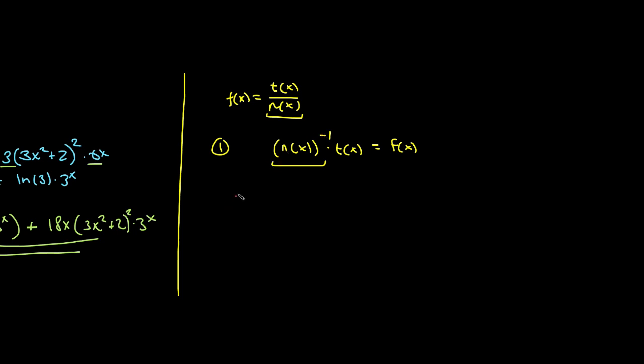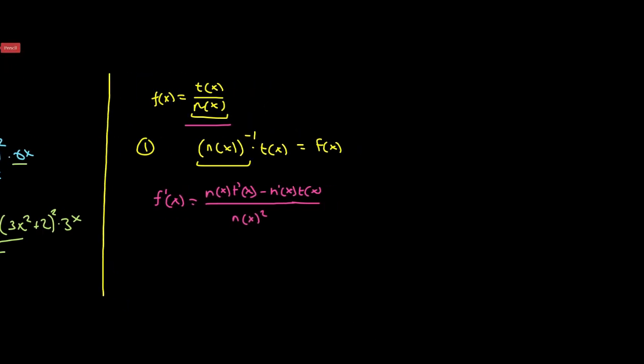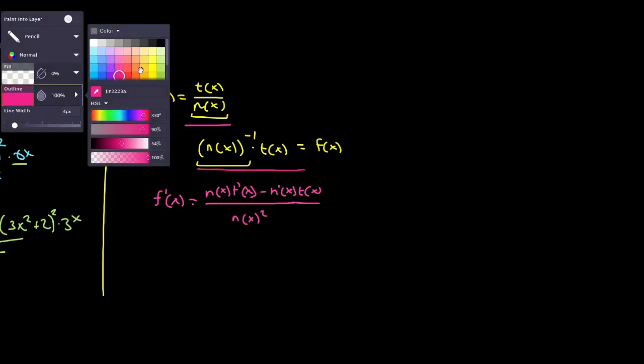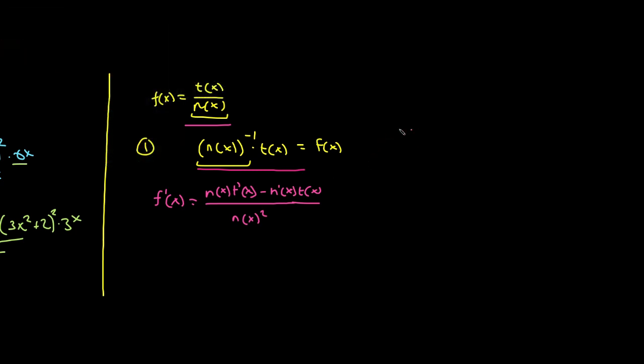But the quotient rule goes as follows. The derivative of this function is going to be the regular denominator squared, and then up top we'll get n of x times the derivative of t, subtract the derivative of n times regular t. So that's the quotient rule. It's a little bit more messy than the product rule. I know, it's not that fun. But if you can't remember this, you can always use just the other one. Alright, so we'll do a quick example for this one as well. Don't have to make it too complicated.